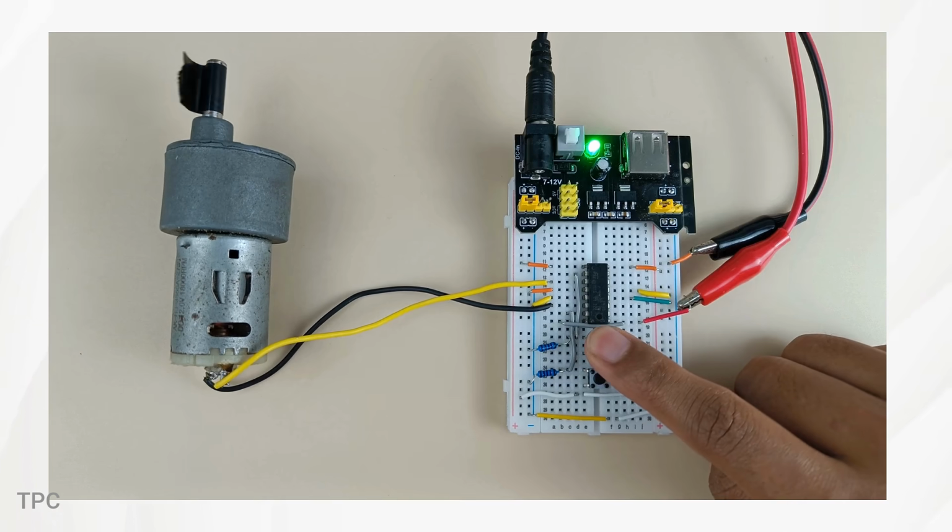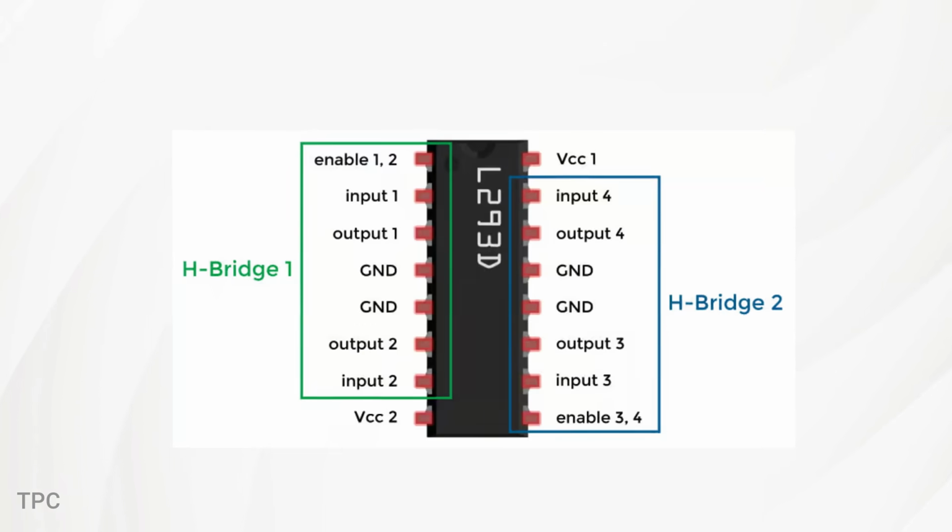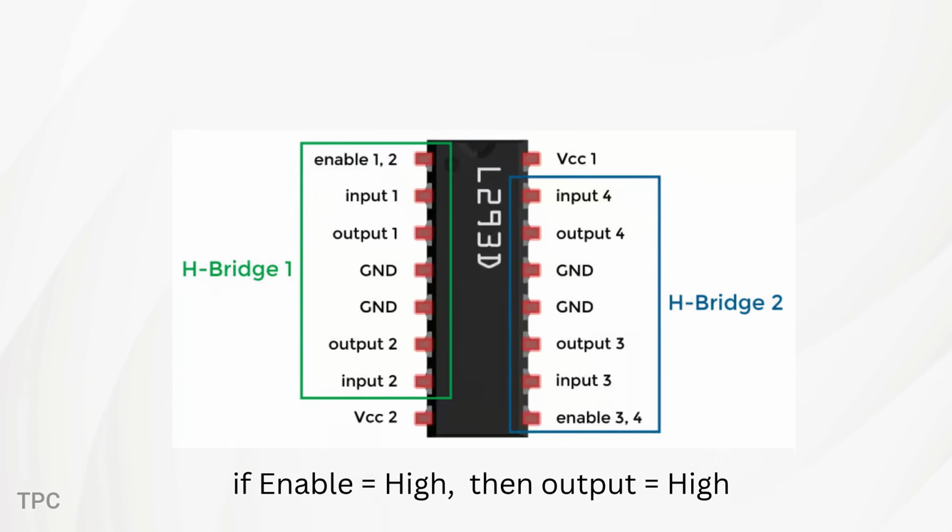If both inputs are the same, either high or low, the motor stops. There is also an enable pin, which acts like a master control. When it is high, the motor runs, and when it is low, the motor stops completely.